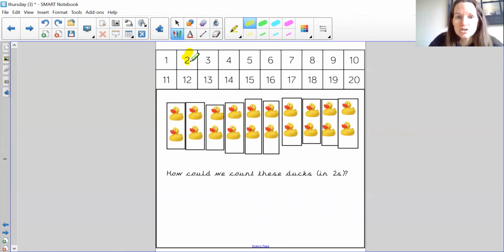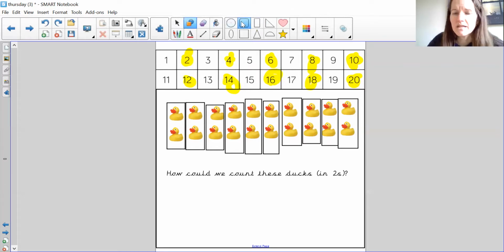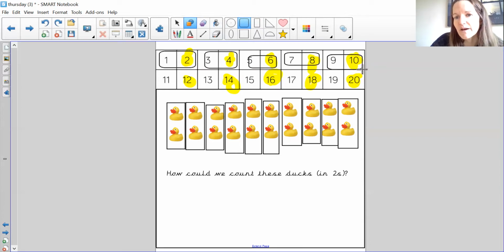So 2, 4, 6. I want to hear you counting with me. 8, 10, 12, 14, 16, 18, 20. That's right. So if I look at these numbers and group them, there's my 2 numbers. There's my 2 numbers. There are my 2 numbers. There are my 2 numbers. So I'm grouping 2 numbers together, and then I'm counting by 2s.